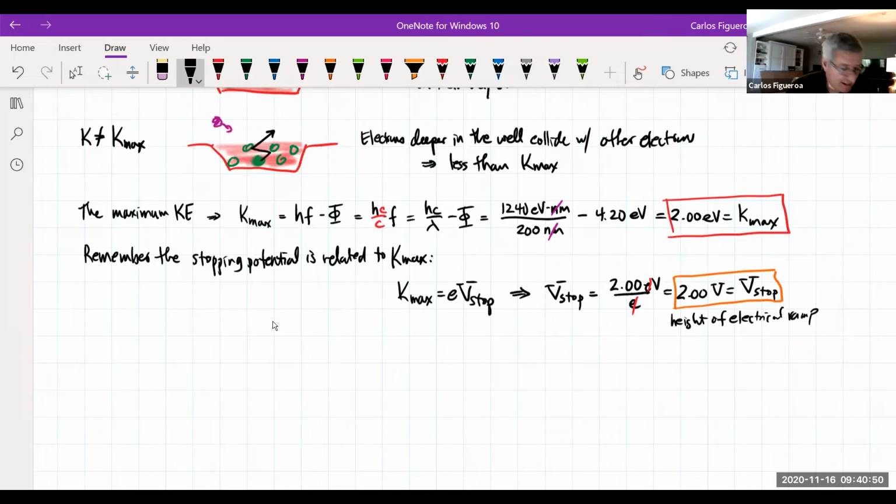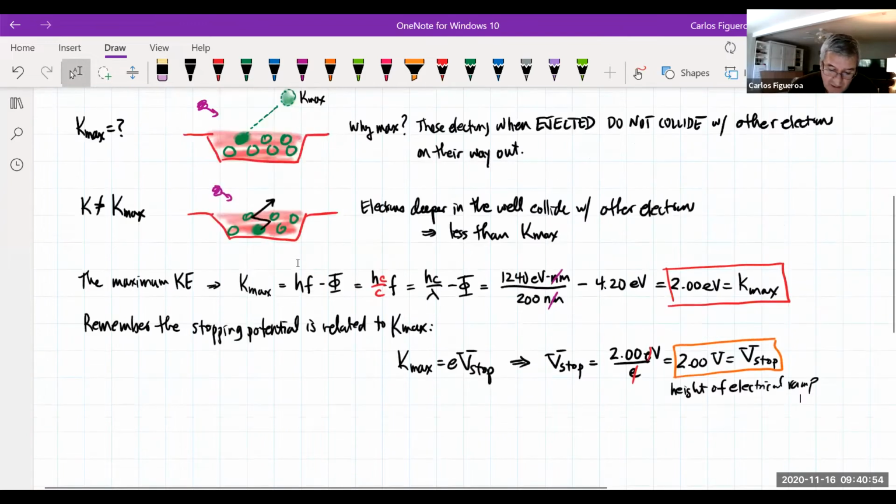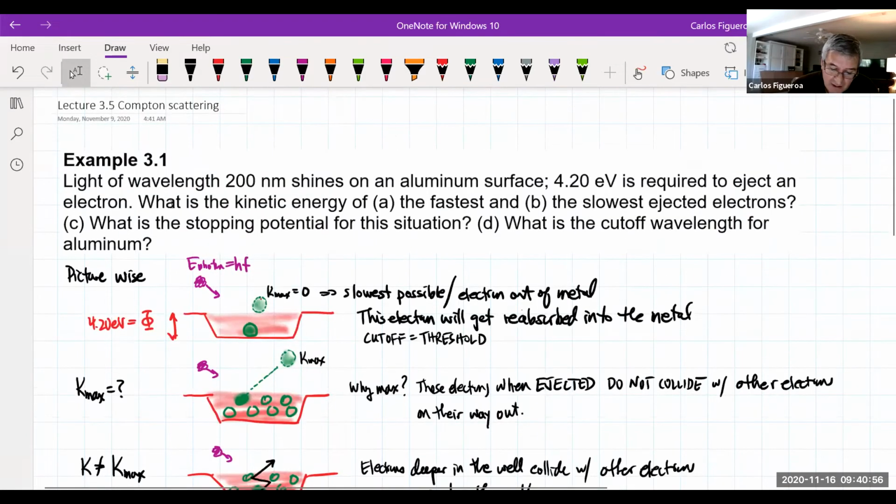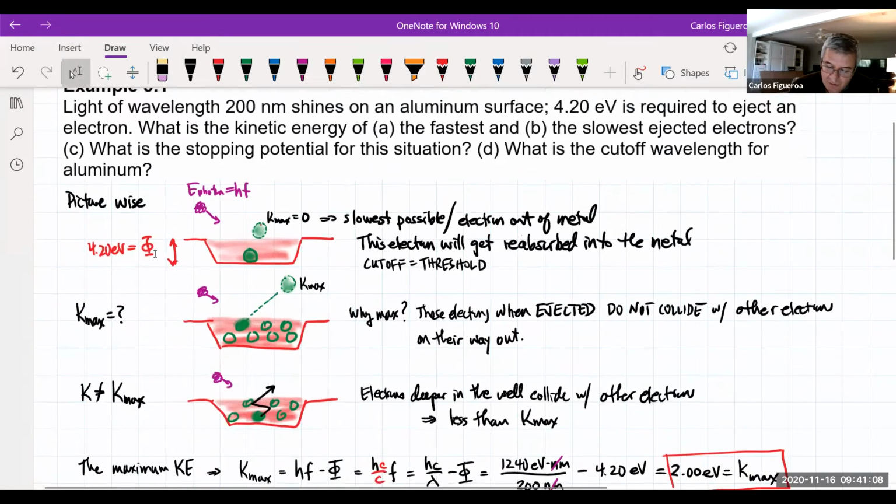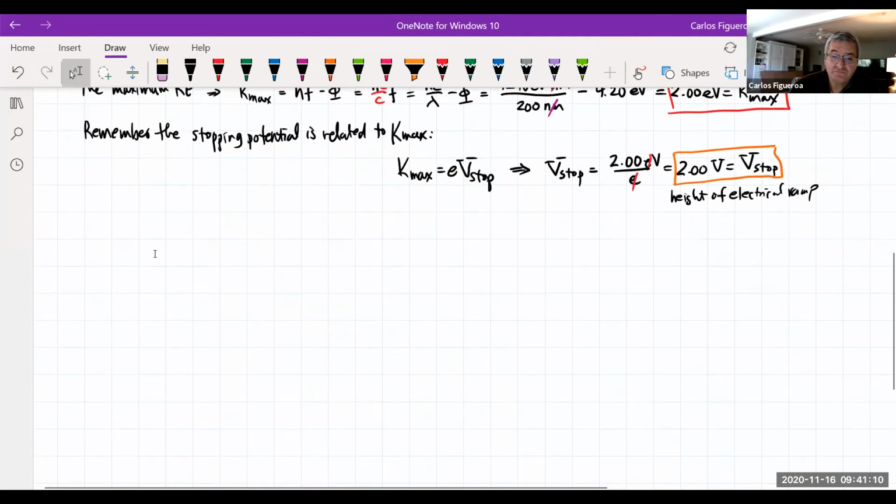So then the next thing that we're really looking for here in the question is, now that we talked about the fastest, we talked about the slowest, we're asking, what is the stopping potential for the situation? Now they're asking, what is the cutoff wavelength for aluminum? So let's go look at that.